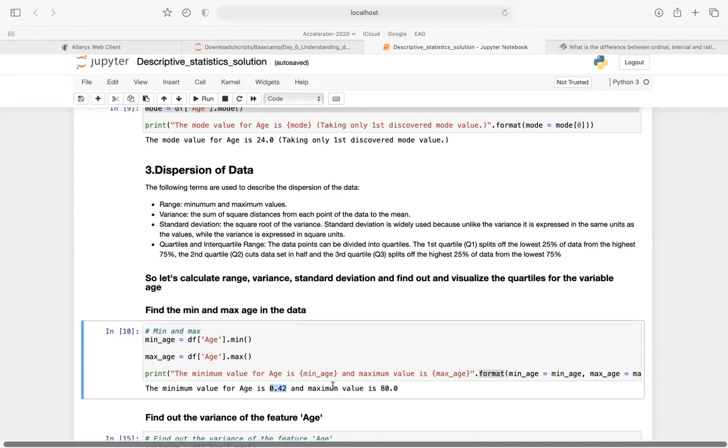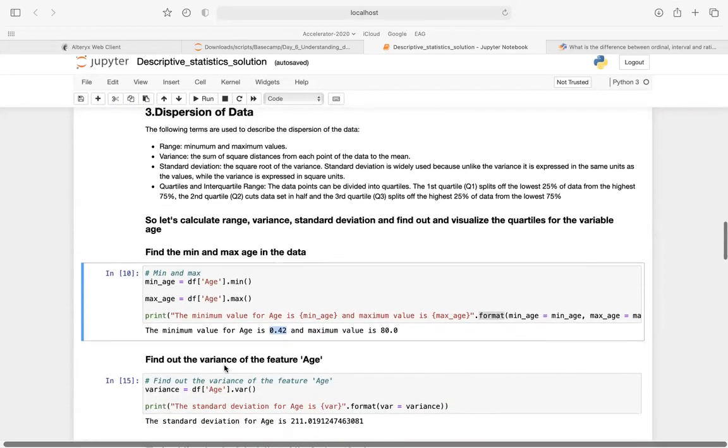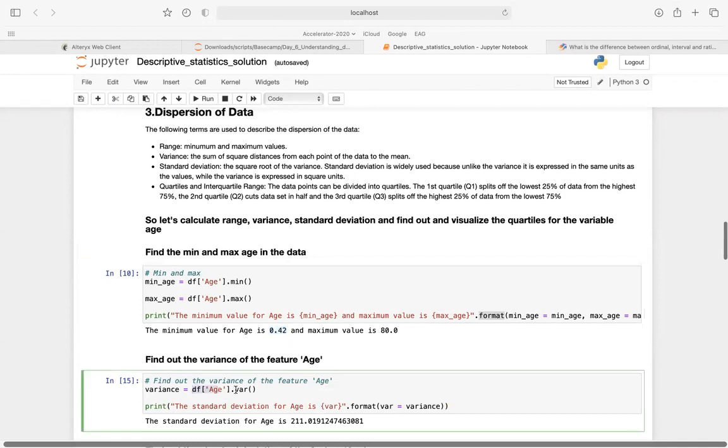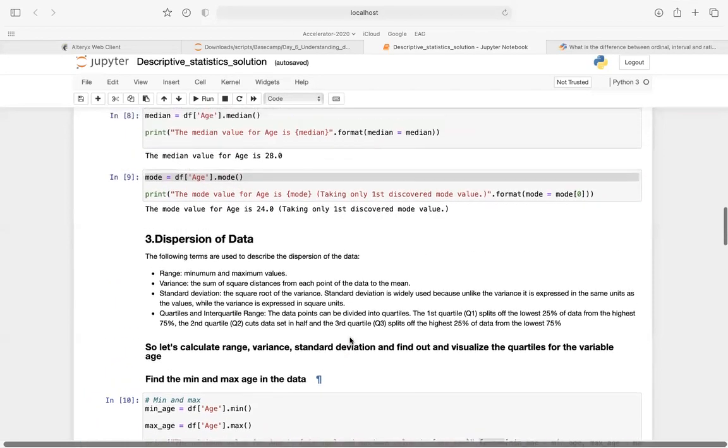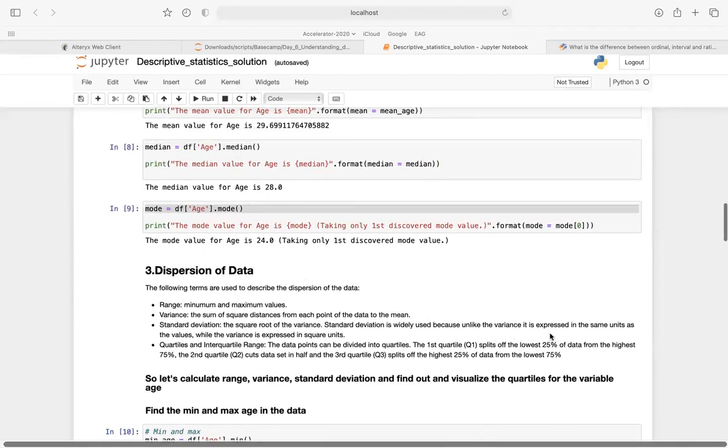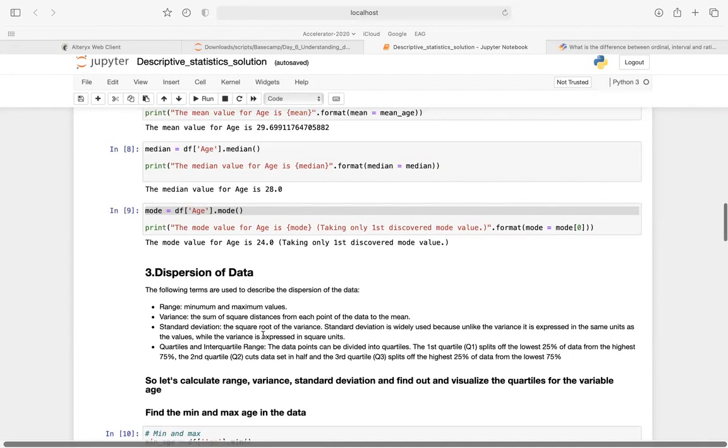Okay. The easy way to find out a variance is df of age dot var, which is a short form for the variance. Now, if I print it, I get 211. So the point that you see here is that the variance is not expressed in the same unit as the values. The variance is expressed in square units.